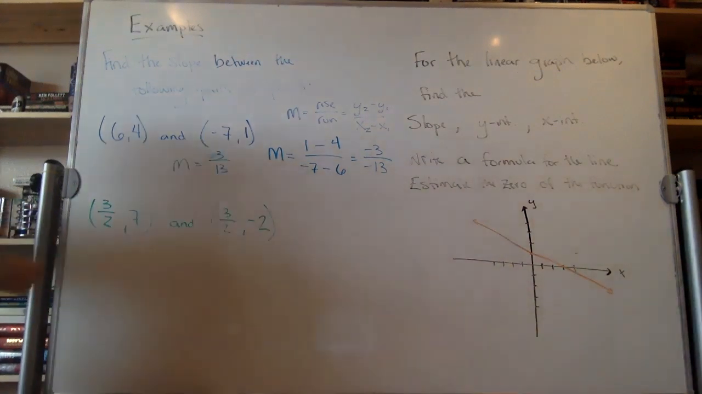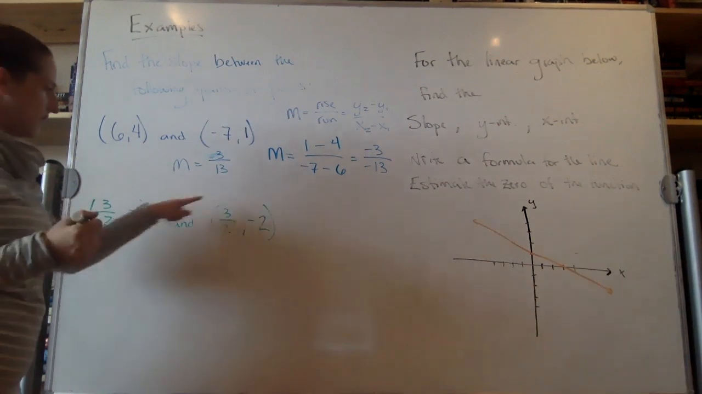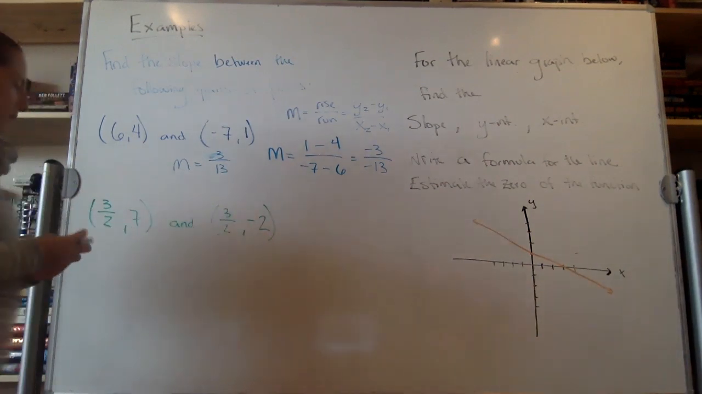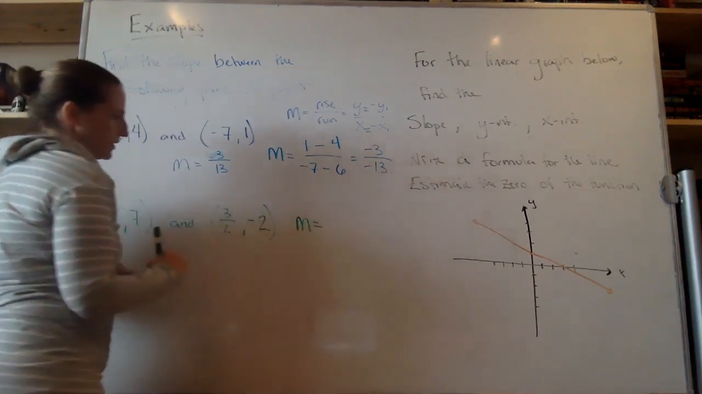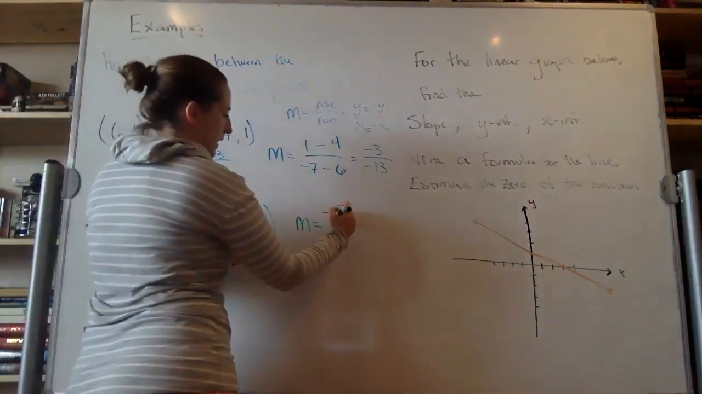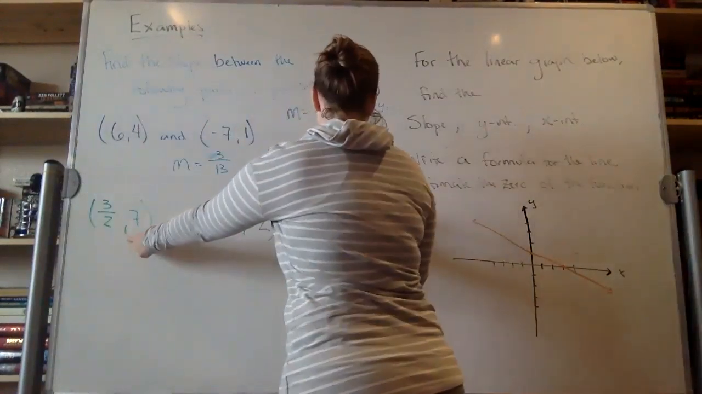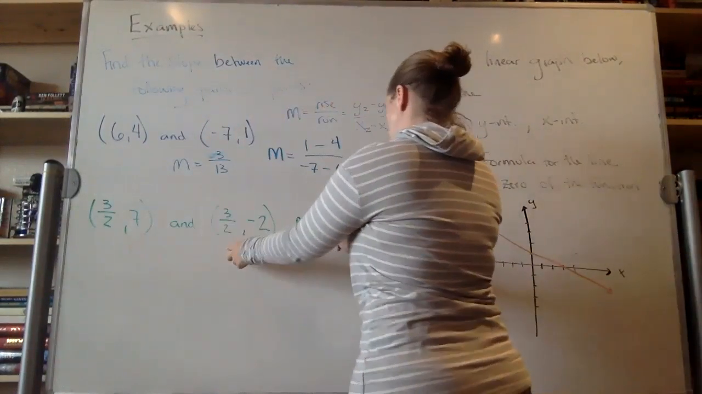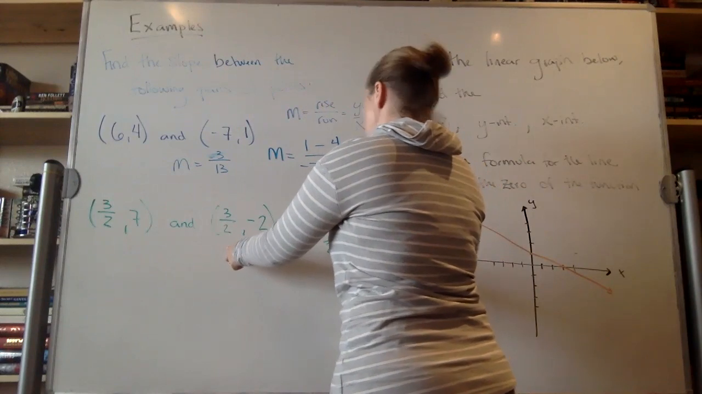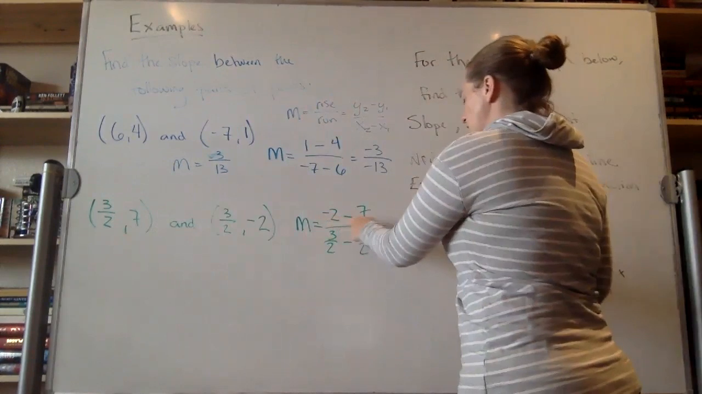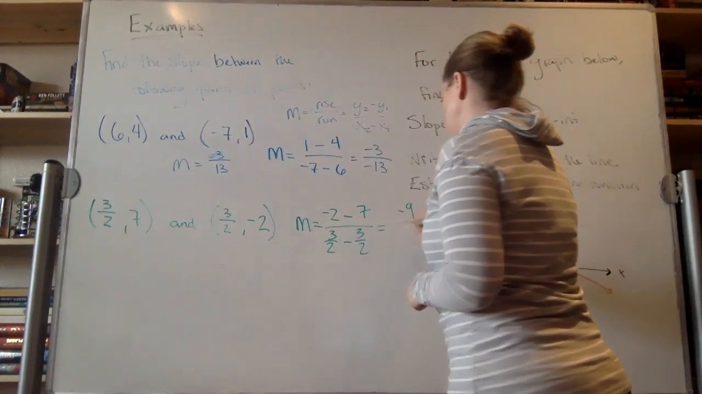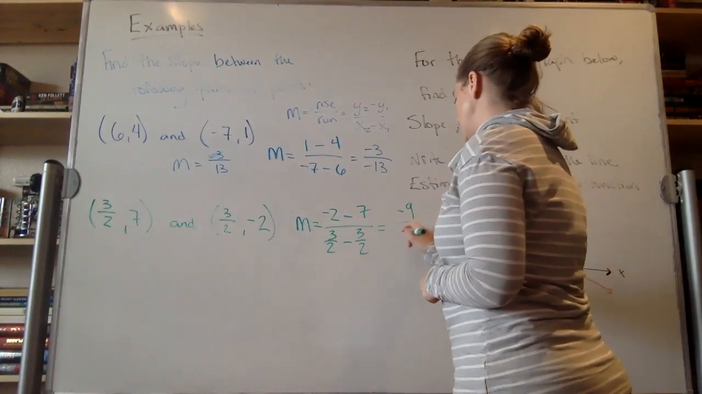Now let's look at our second example here. So we're asked to find the slope between (3/2, 7) and (3/2, -2). Now, if we're just going to go ahead and plug into our slope formula, that seems like a logical thing to do. So I'll do y2, negative 2, minus y1, 7, over x2, 3/2, minus x1, 3/2. Negative 2 minus 7 is negative 9. 3/2 minus 3/2 is 0.